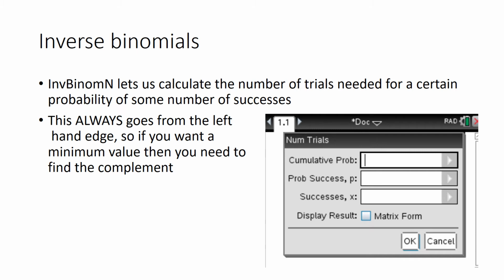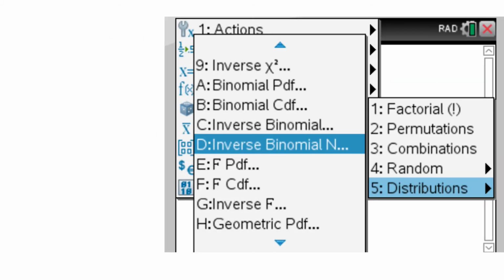If you get the inverse binomial n feature up on the CAS calculator, you get a little box that looks like this. You can find it by pressing menu, then probability number 5, then distributions number 5, and then you can scroll down, you get to inverse binomial n. Alternatively, you can just press the D key. Either way, that will get you to this box. Let's see what this looks like in an example.